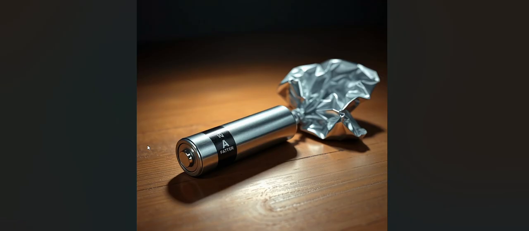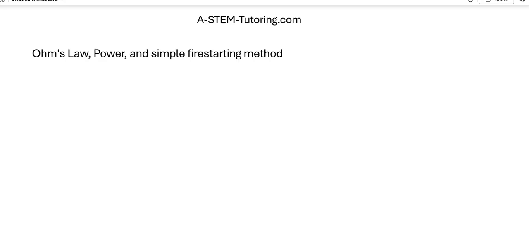Today, you might see in this photo, there's a photo of a simple AA battery and a foil bubblegum wrapper. What does this have to do with electrical current and what we're talking about today? Well, let me explain. First of all, we're going to talk about Ohm's law and then electrical power output.